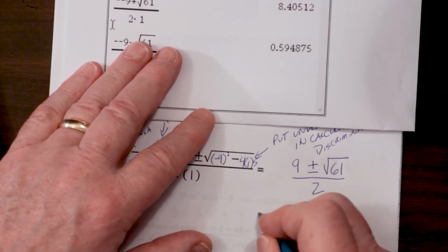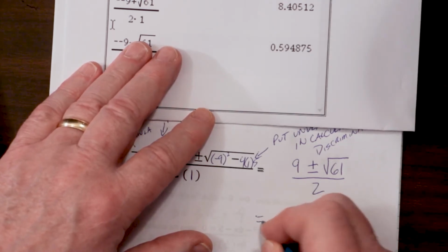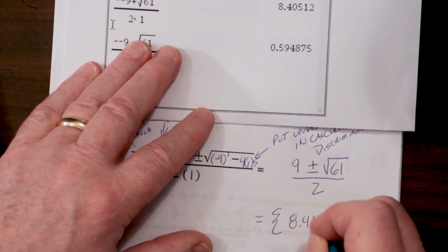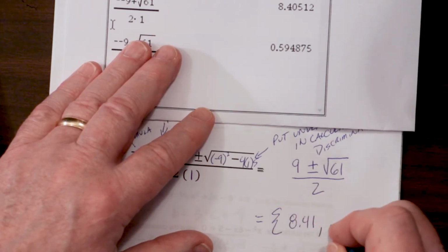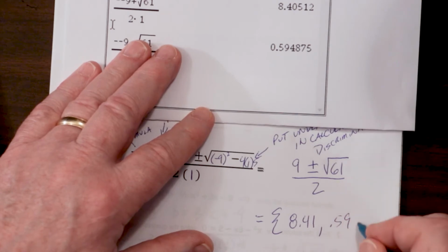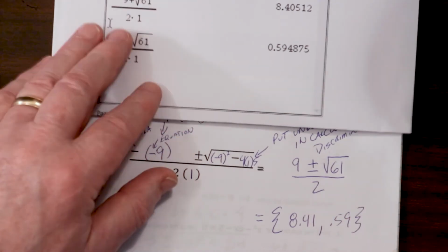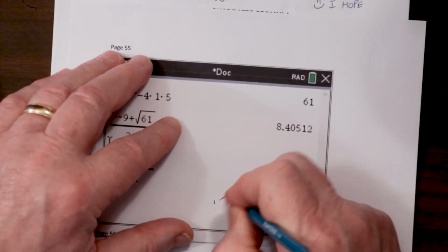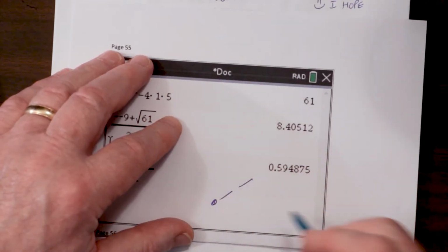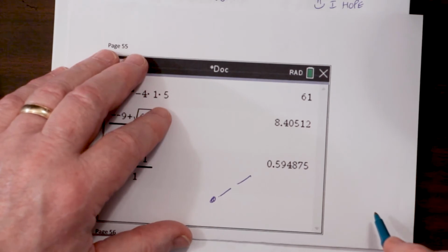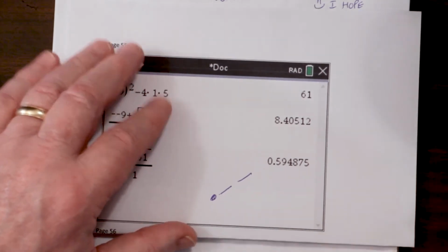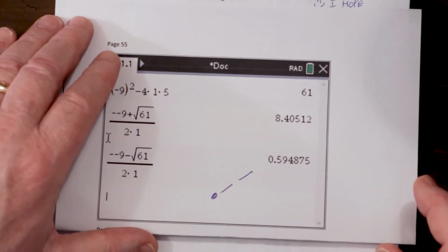So if I do that, I'm going to have 8.41, comma, and 0.59. You could write it in either order, it doesn't matter. Once again, we're going to round it to 2 decimal places. Even if I don't tell you, that's what I'm expecting right now. Kind of like dollars and cents, 2 decimal places, unless it tells you to do otherwise.